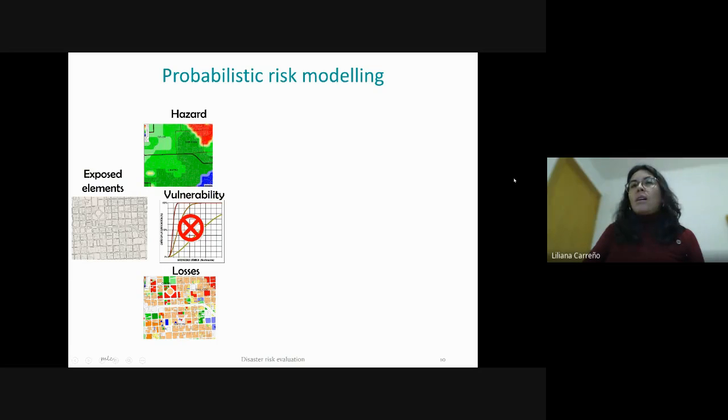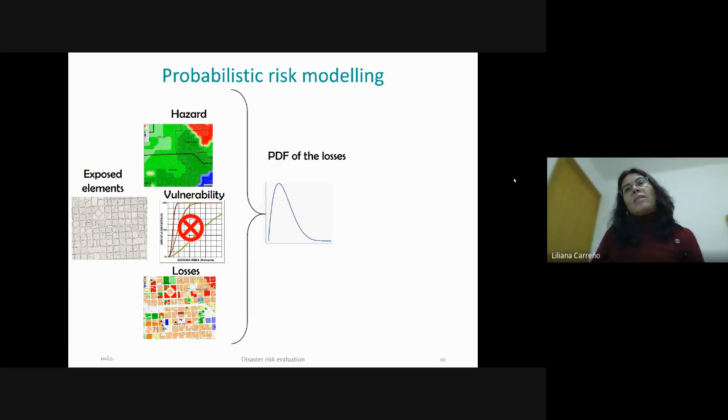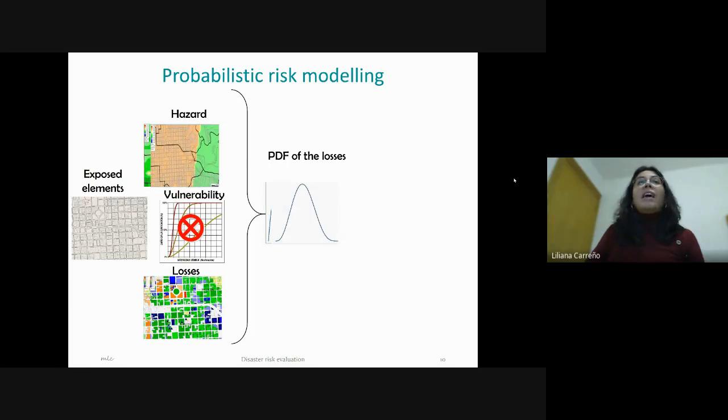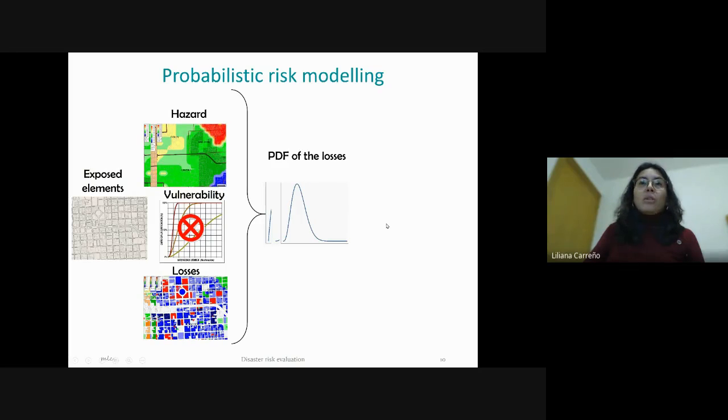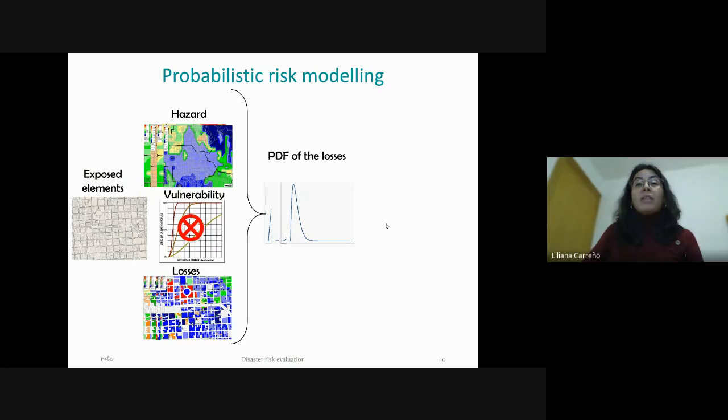To these calculated losses will be associated a probability density function for the losses. And I can do this exercise for different hazard scenarios. For different hazard scenarios, I calculate the potential losses with an associated probability density function, and so on. Different hazards with different losses.